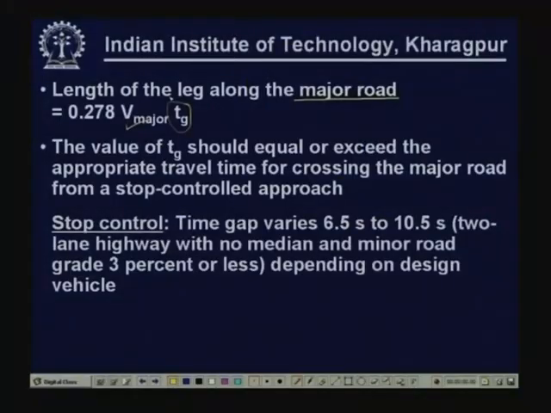Now, remember that the value of Tg should equal or exceed the appropriate travel time for crossing the major road from a stop controlled approach. A similar approach was also used for stop controlled intersection. Whatever was the value for t or the time in that case, in this case the value should equal or exceed that time value. Now, let us refresh our memory, what was the actual time gap.